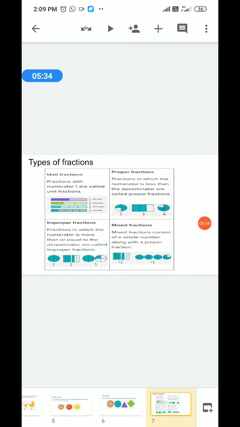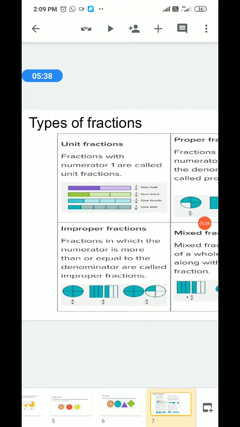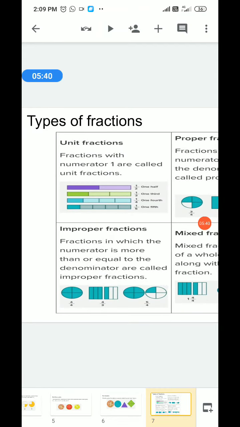Now we will see the next one. We have 4 types of fractions. First one is unit fraction. Unit fraction is nothing but a fraction with the numerator 1. In a fraction we have 2 numbers, right? One is the numerator, other is the denominator. The number above the line is the numerator, below the line is the denominator, understood? Now see here, fractions with the numerator 1 are called unit fractions.